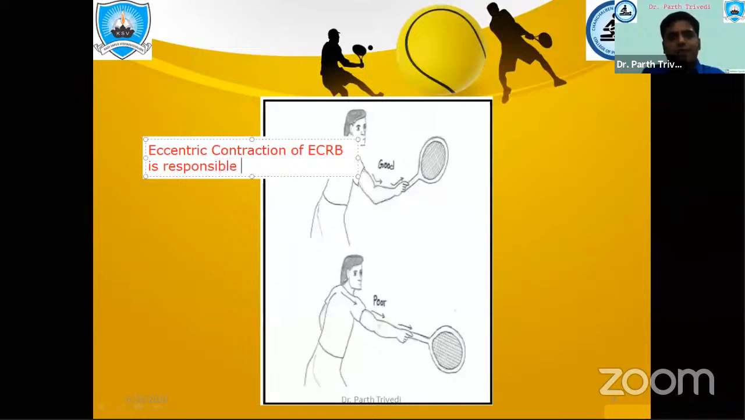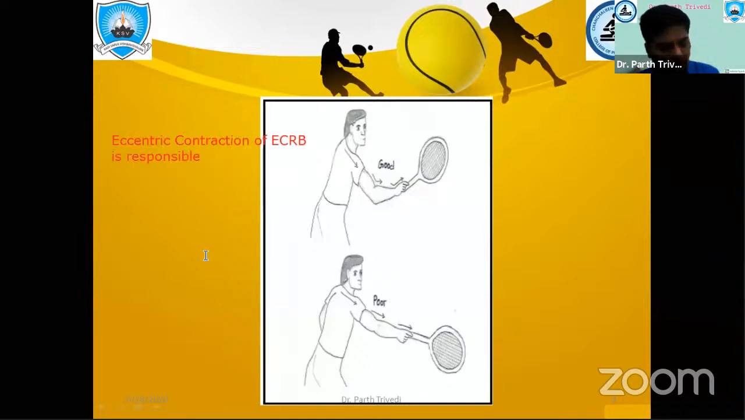So you have two types of muscle contractions when we talk about isotonic contractions: concentric contraction and eccentric contraction. In concentric contraction, what happens? The insertion of the muscle moves towards the origin of the muscle. And in eccentric contraction, the insertion of the muscle moves away from the origin.